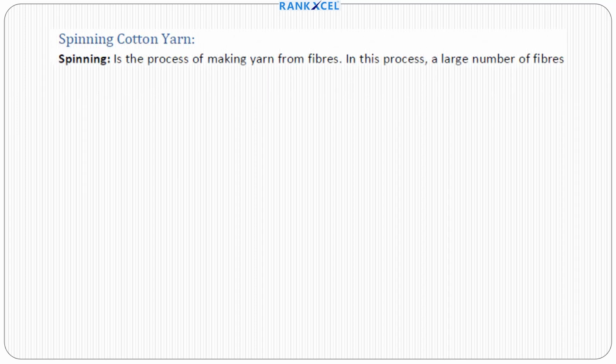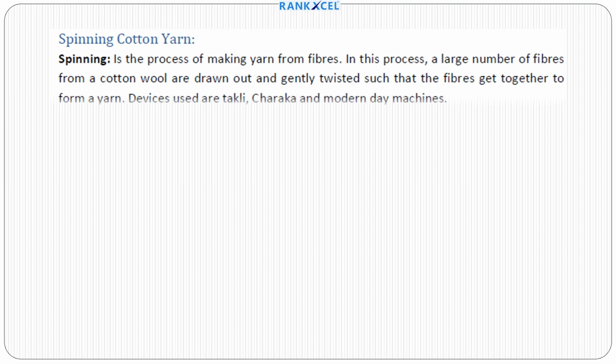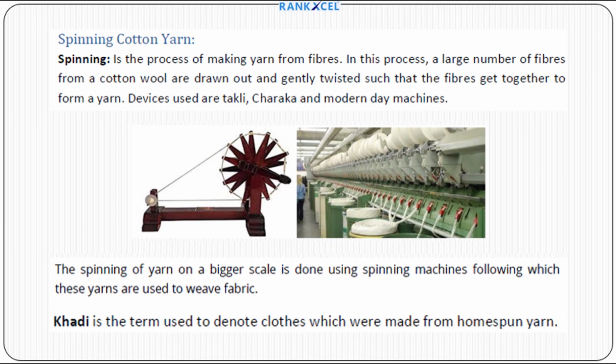Spinning cotton yarn. Spinning is the process of making yarn from fibers. In this process, a large number of fibers from cotton wool are drawn out and gently twisted such that the fibers get together to form a yarn. Devices used are the drop spindle, charkha and modern-day machines.